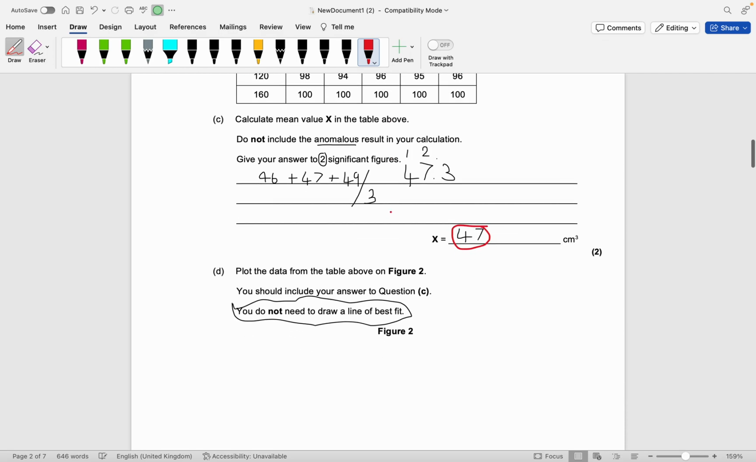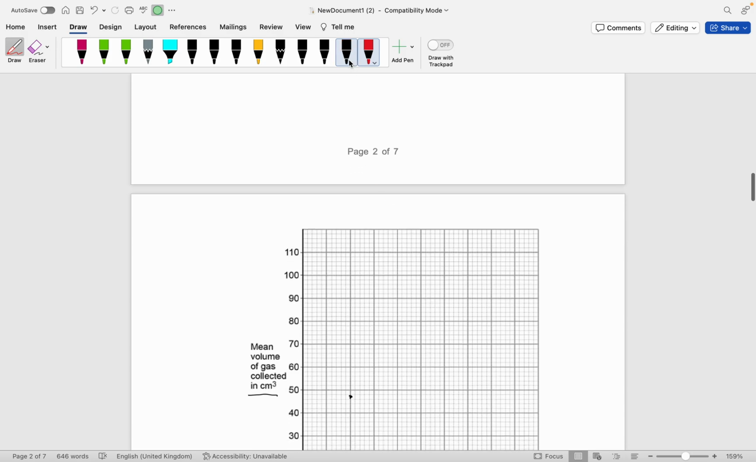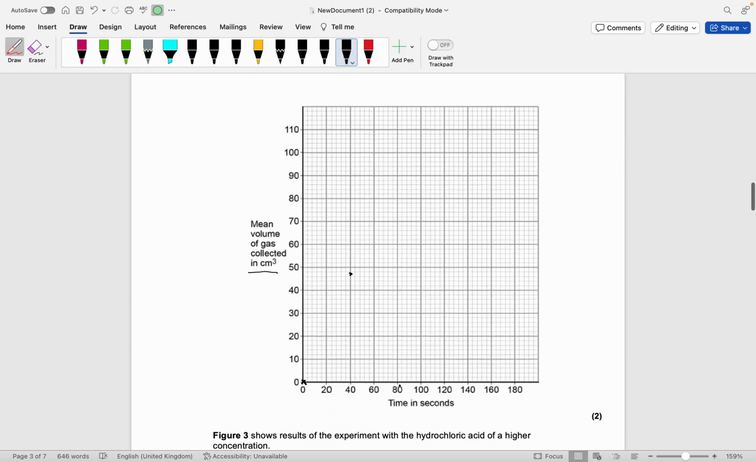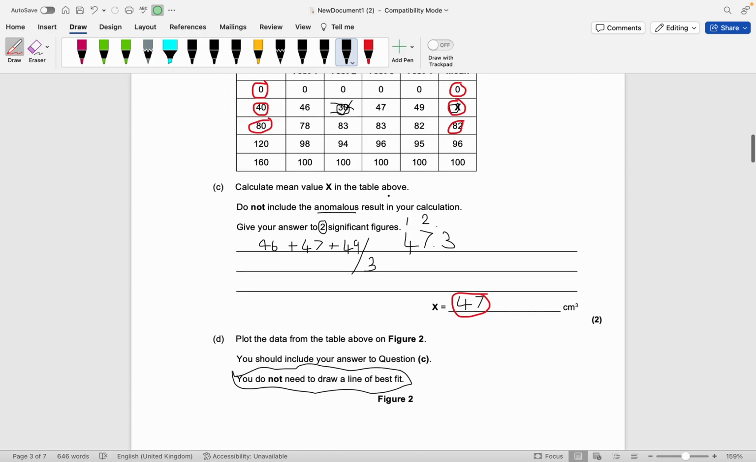Next one, we've got 80 and we've got 82. So let's have a look at that one. We go to our time in seconds, which was 80, and we've got to go up to 82 for our second plot. We know that each one of these little squares is worth 2, so this is 80 here, 82 would be here. Okay, 82.